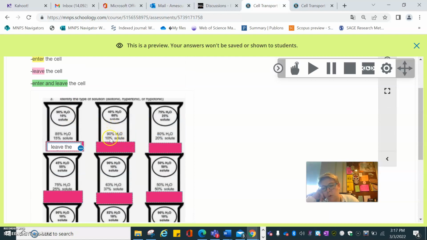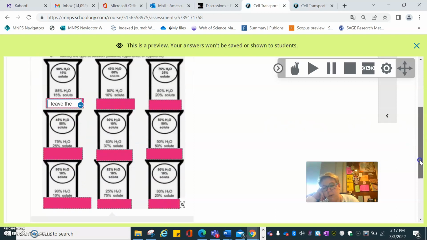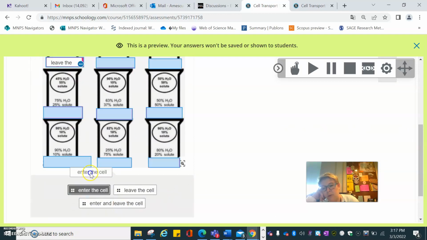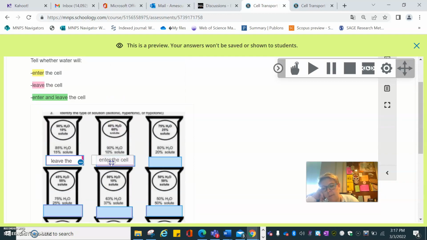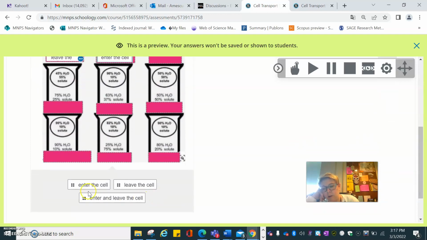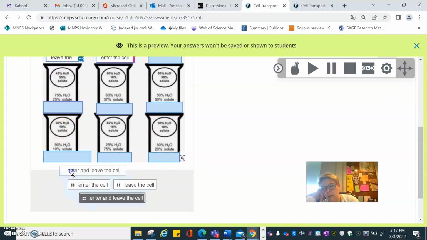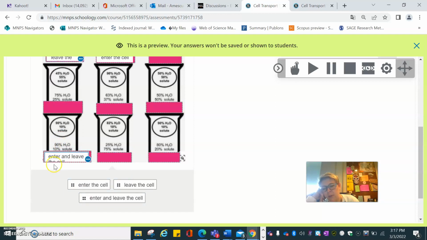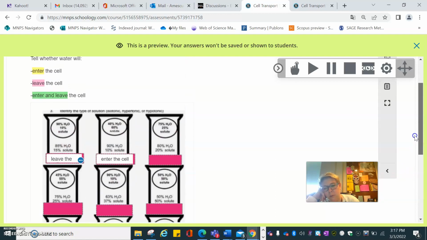Here, there is more water outside the cell, so water is going to enter the cell. Here, there is equal water inside and outside, so water is just going to enter and leave at the same amount. It's going to keep it equal. We're going to keep balance. So that's how you do this problem.